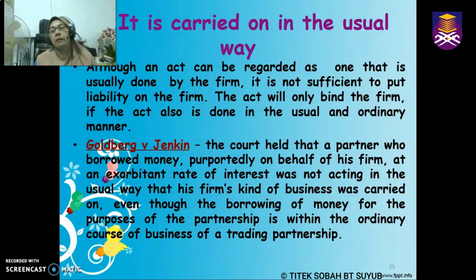In this case, one of the partners borrowed money on behalf of the firm. However, he borrowed money at an exorbitant rate of interest. He borrowed money at an excessively high interest rate. The court held that borrowing money is something normal, something usual, but this is not within the ordinary course of business. Because if we borrow money, of course, we will try our best to find the best interest rate. In this case, the partner borrowed money, however, the rate of interest is very, very high. So actually, this does not make sense.